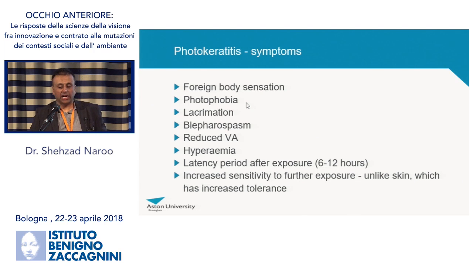Photokeratitis is essentially a corneal infection or a keratitis linked to light, and mainly UV light. What's interesting here is the patient will get what we call foreign body sensation. Although the problem is caused by light, it feels like something's in the eye. So they get foreign body sensation, photophobia, lacrimation, blepharospasm, they can't open their eyelids. They usually get reduced vision, redness, hyperemia. But the important differential diagnosis is there's a latency period.